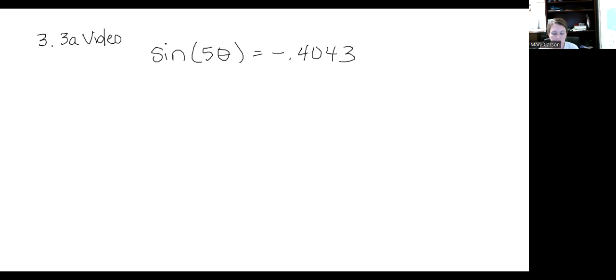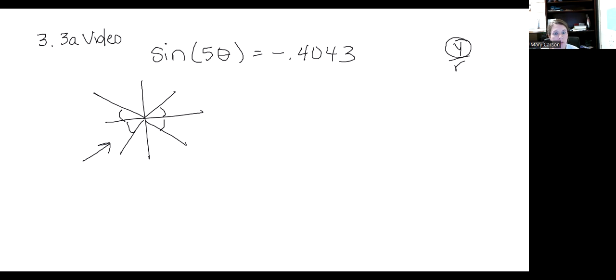All right, so when we think of sine, sine is your y over r, so it's just your y values. Depending on what your values are, it's going to be here, here, here. Now, on this question, obviously, it's equal to a negative number. So we're technically looking at just this quadrant here and just this quadrant there.